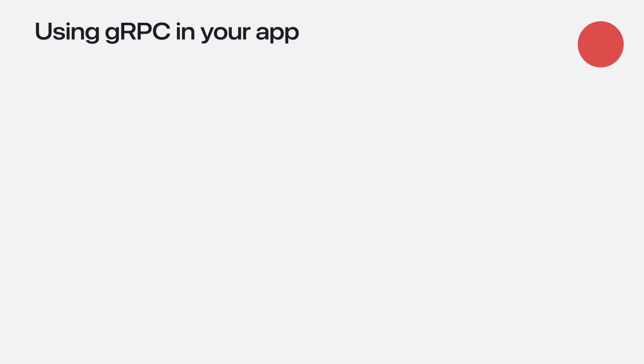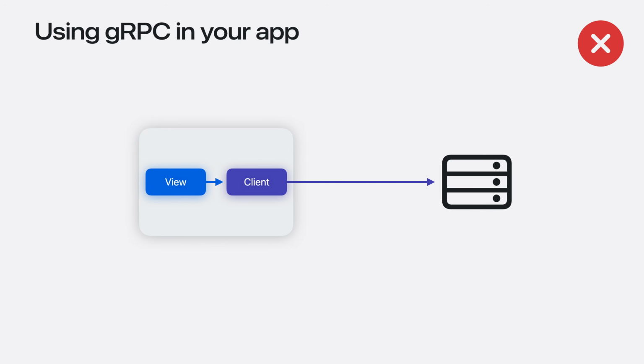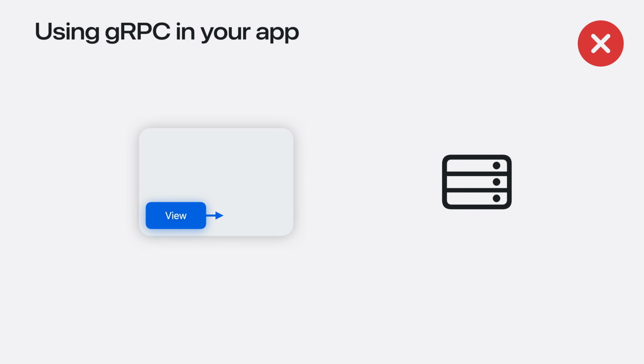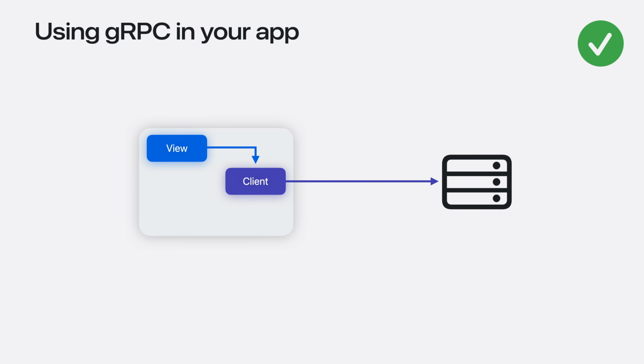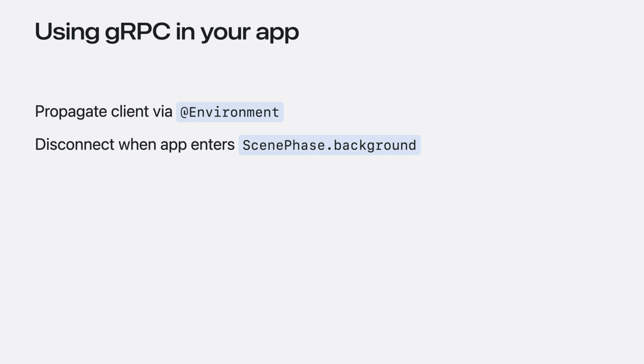Before I go any further, I need to make one important change. At the moment, my app creates a new gRPC client every time the view appears. This means each view needs to establish its own connection to the server, adding unnecessary latency. Instead, my app should create a client and share it between views so that connections can be reused. I can propagate the client via the app's environment. Clients should also be disconnected when the app enters the background to free up resources.